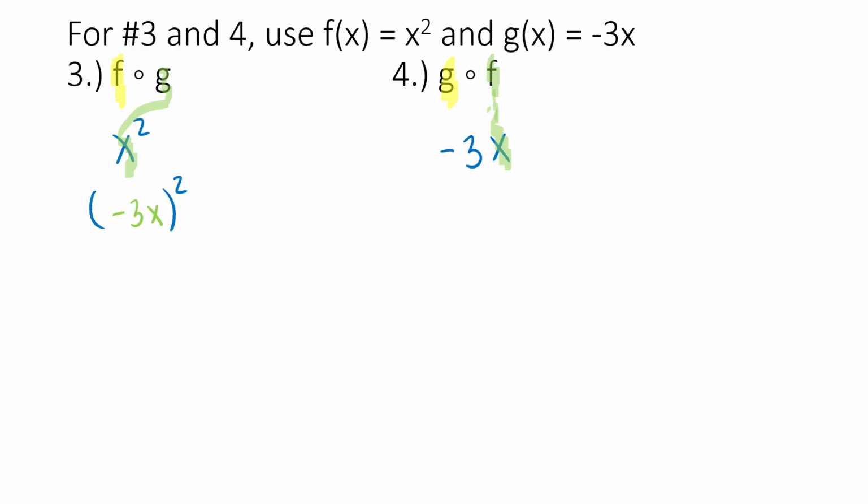So here, instead of x squared, we are going to plug in g, which is negative 3x. So instead of an x squared, we're going to have a negative 3x all squared. Over here, instead of negative 3 times x, we are going to have negative 3 times whatever f is, which is x squared.